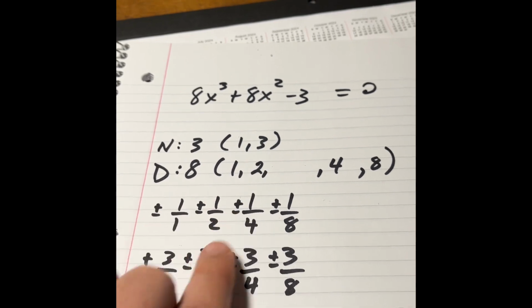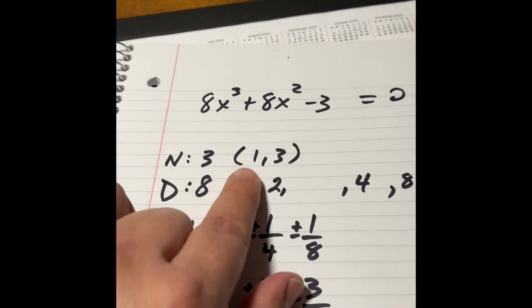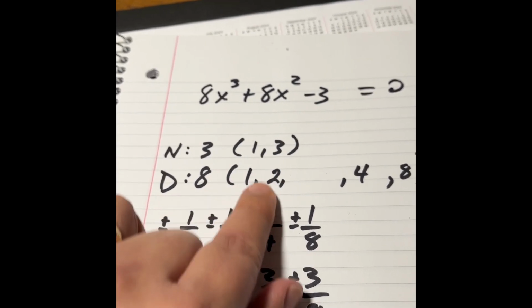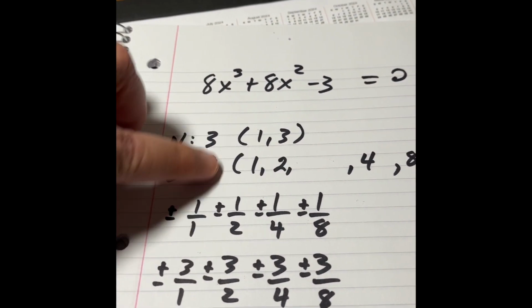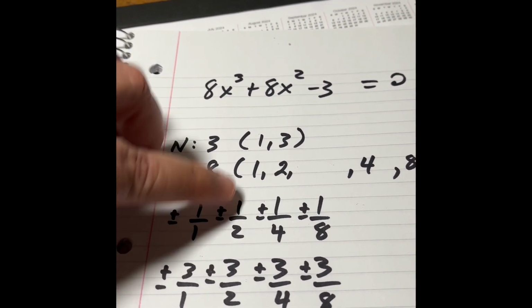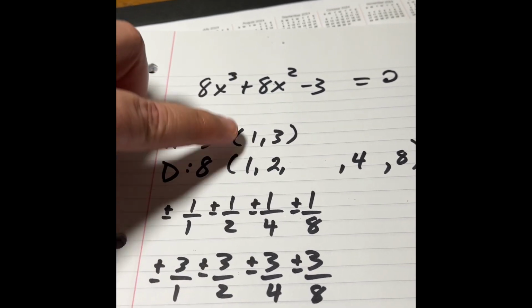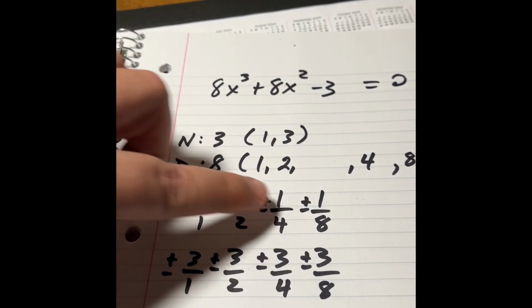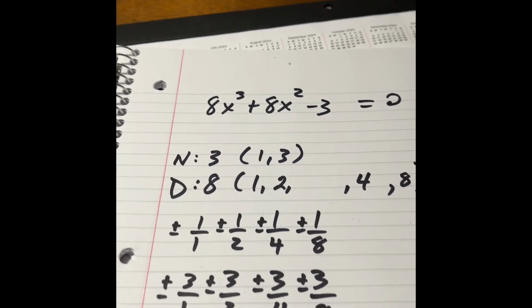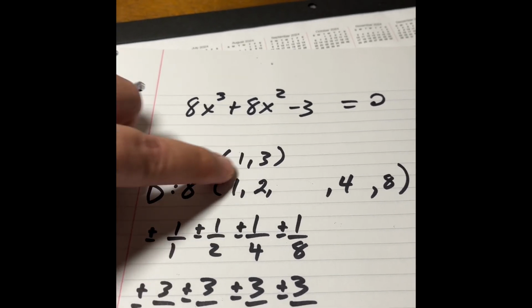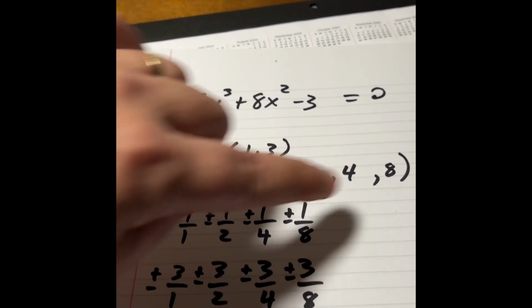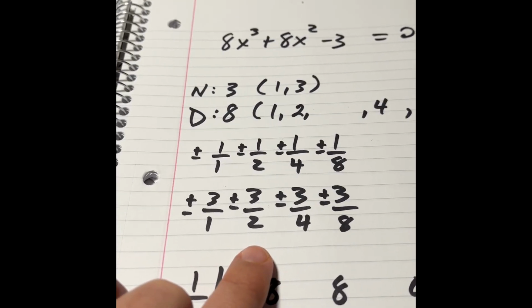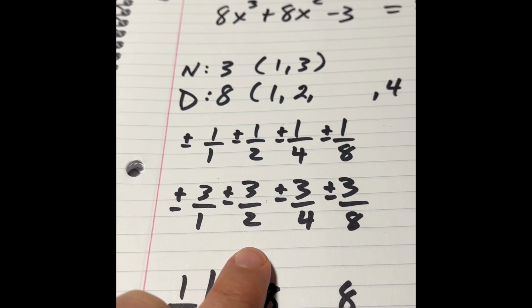And then what I do is I form fractions using these as the numerators and these as the denominators. So notice I'll do 1 over 1, that's from here, and 1 over 2, which is this, and 1 over 4, which is that, and 1 over 8, which is that. And it's going to be plus or minus on those. And then I do 3 over 1, 3 over 2, 3 over 4, and 3 over 8. That's where these came from down here. And so it's plus or minus on those.